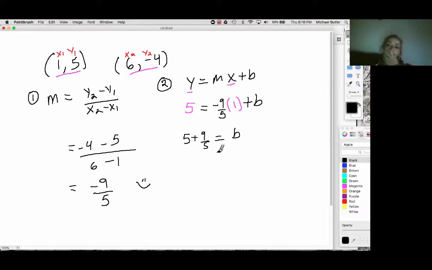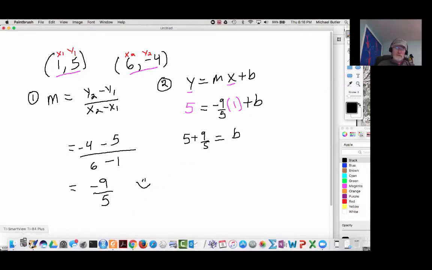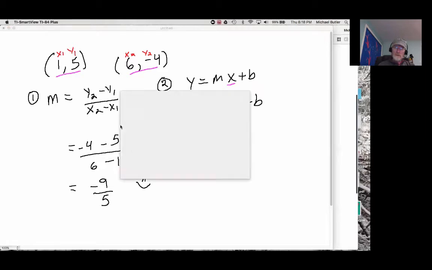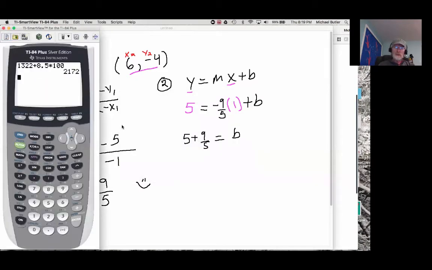Okay, so now you can get your calculator out and use that to do the fraction if you want to. Or, if you can do it by hand, it's going to be 34/5, because it's 25/5 plus 9/5. But you can go into the calculator, type 5 plus 9 divided by 5, and then tell the calculator you want it back as a fraction by hitting your math key and appending frac on the end of it, and it'll give you back 34/5.